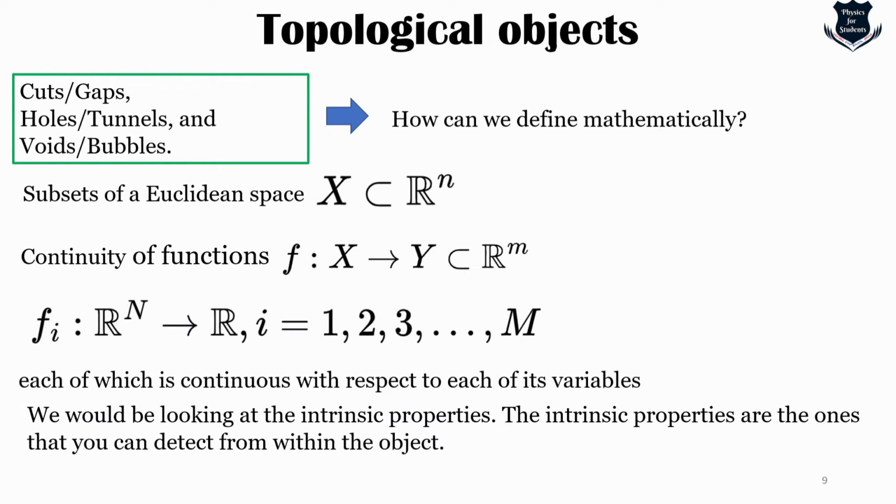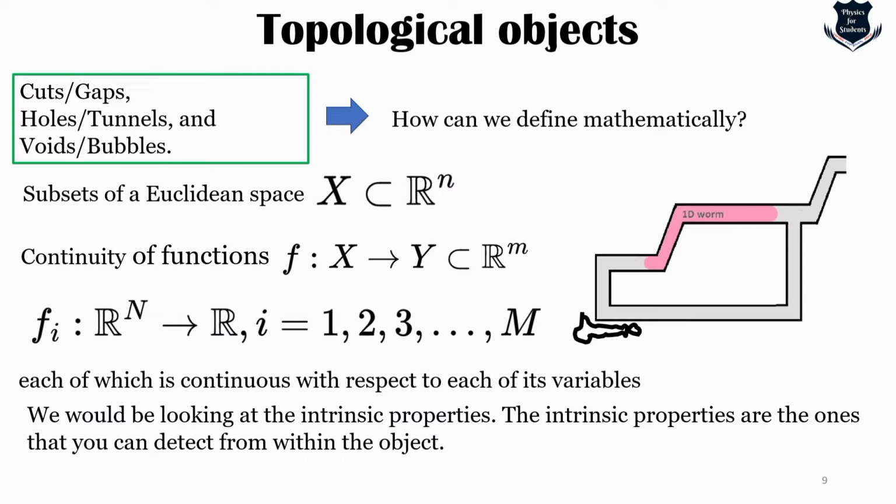So we would be looking basically at what are called the intrinsic properties. The intrinsic properties are the ones that you can detect from within the object. Now, we need to understand that even though we describe these properties as visible features, our interest is mainly the intrinsic properties, the ones that we can detect from within the object. For example, this is a one-dimensional case, where you can think of a particle or a worm or anything like that moving through a system of tubes. So you see it is a one-dimensional worm and it goes like that.